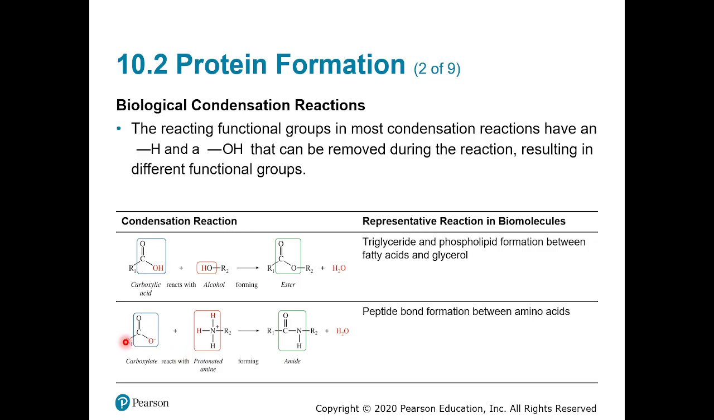If we look at our amino acids, here's an amino acid reacting with another amino acid to create a dipeptide, or an amide linkage. The carboxylate on one amino acid reacts with the protonated amine on the other. This is going to be a condensation reaction, so water's going to come off, and we'll be left with the amide right here. Notice that this part right here is the amide functional group, the one in green.